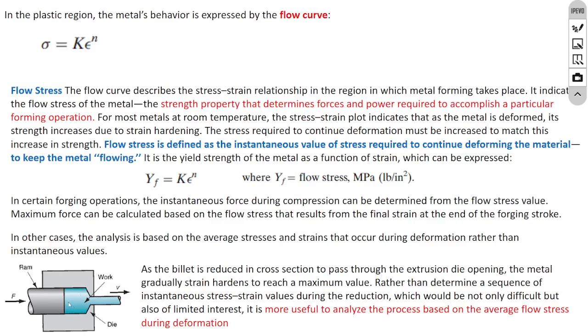As the billet, for instance, this billet cylinder, is reduced in cross section to pass through the extrusion die opening, the metal gradually strain hardens to reach a maximum value. Rather than determine a sequence of instantaneous stress-strain values during the reduction, which would be not only difficult but also of limited interest, it is more useful to analyze the process based on the average flow stress during deformation.